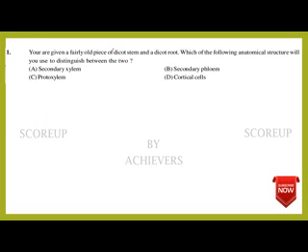So first question. You are given a fairly old piece of dicot stem and a dicot root. Which of the following anatomical structures will be used to distinguish between these two? The key point is old piece. What are the pieces? Dicot stem and dicot root. The options are secondary xylem, secondary phloem, protoxylem, cortical cells.